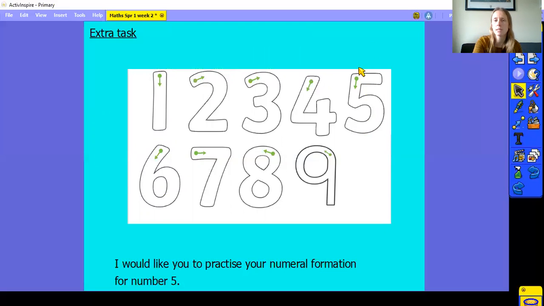Let's do that one more time. So first we go down, then we go around, then we take our pencil off and go across. Take a picture when you finish practicing your number 5 and send it to your teacher at your class email address.